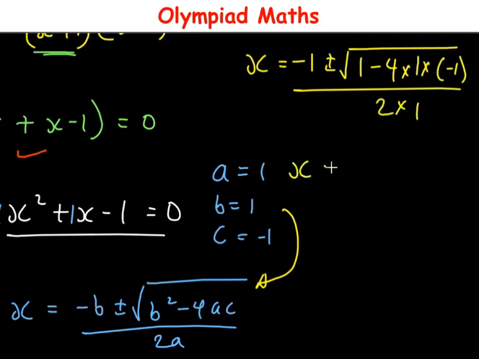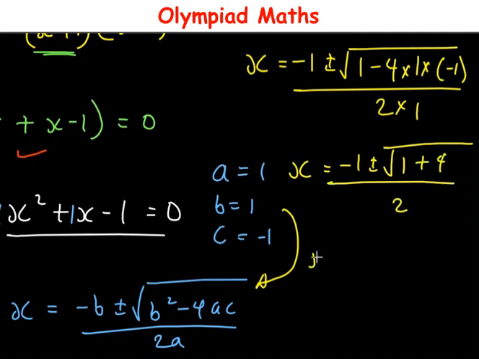And from here, x is equal to minus 1 plus or minus square root of 1 minus 4 times 1 times minus 1, which is plus 4, all over 2 times 1, which is 2. So x is then equal to minus 1 plus or minus square root of 1 plus 4, which is 5, over 2.